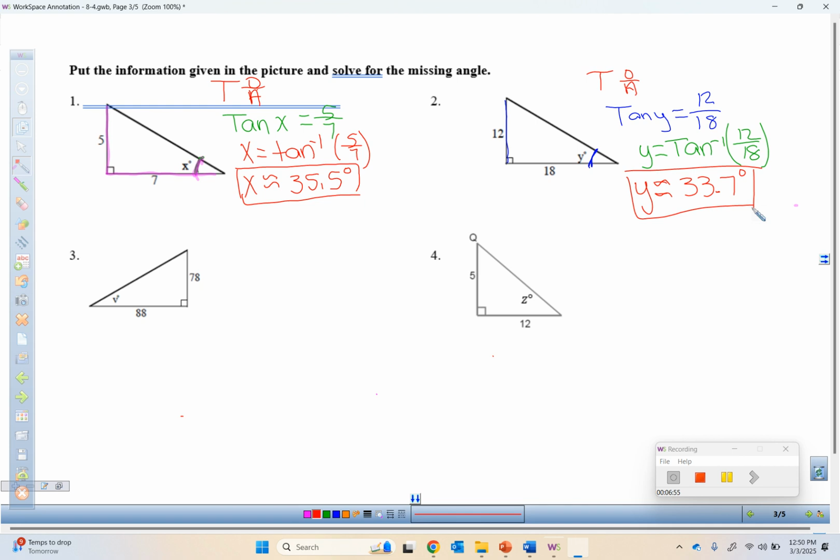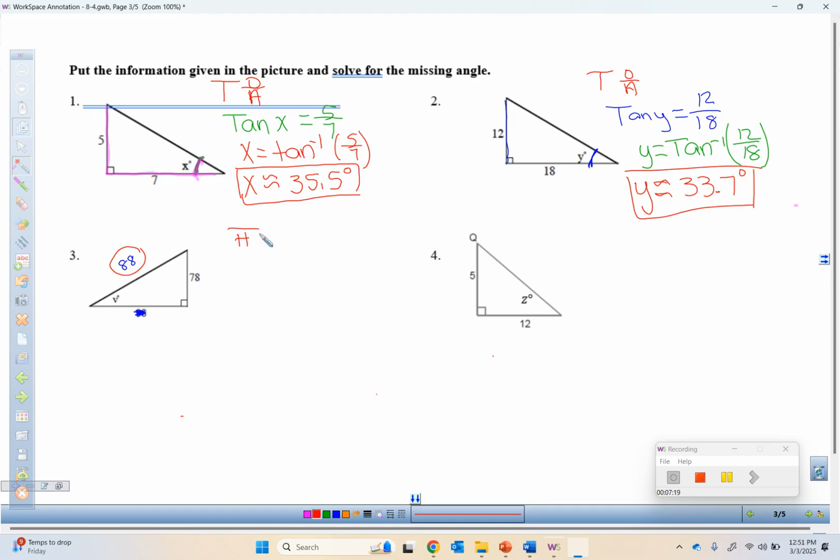Okay, number 3. Right away, I want everybody to change this. There was a typo, so we need to cross out 88 and put it up here. Okay, everybody do that. Everybody should have this fixed. So first of all, we're going to identify: is there a hypotenuse? Yes, there is. It's right here. If there is a hypotenuse, I'm going to write it right away.